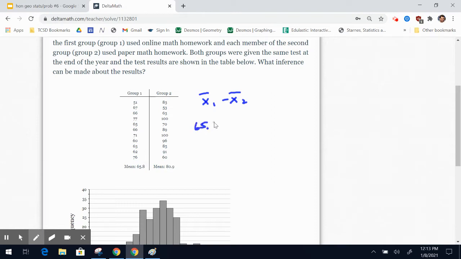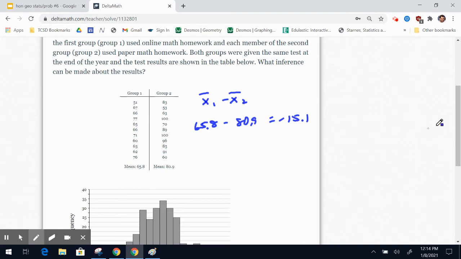So 65.8 minus 80.9. And when we do that, we're going to get a mean score of 65.8 minus 80.9, negative 15.1. So we are trying to see how often this difference occurs by chance alone.